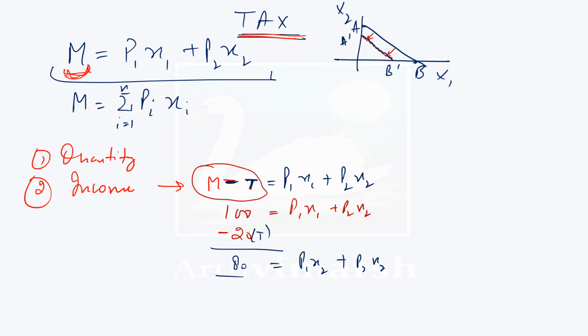Now what happens in case of a quantity tax? So this is the implication of income tax, and this is your budget line.